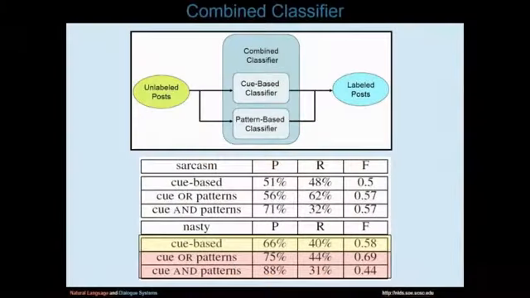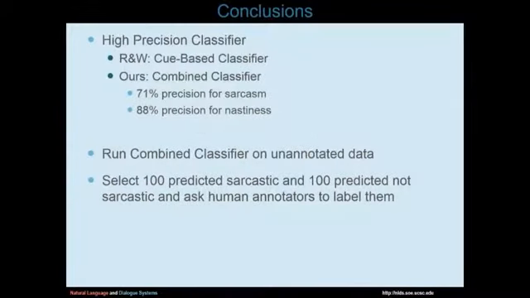And in nastiness, we see the same results, where the OR-based classifier does better in terms of precision than the cue-based. And then in the AND, 88% is our precision, but with a lower recall of 30. So in conclusion, the goal of the Riloff and Wiebe work was to develop this high precision classifier that we can use as a first approximation and then learn syntactic patterns from a large amount of unannotated data. We couldn't really achieve that with our cue-based classifier, but our combined classifier is on the right track.